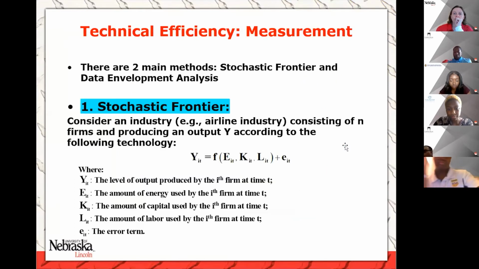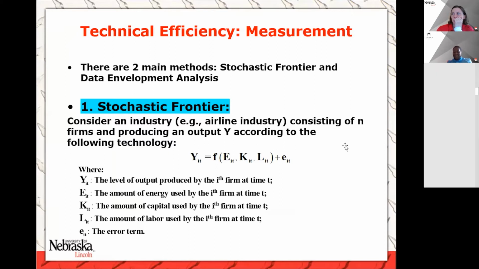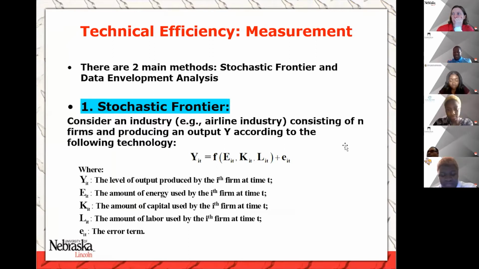Now, as for technical efficiency measurement, there are two main methods, okay? The first one is called the parametric method or the stochastic frontier. And the second one is a non-parametric method, called data envelopment analysis. Now let's look at the stochastic frontier, or the parametric methods.